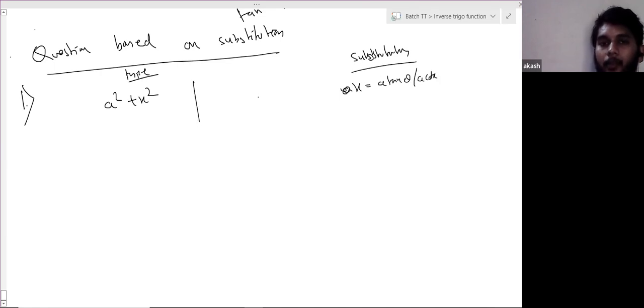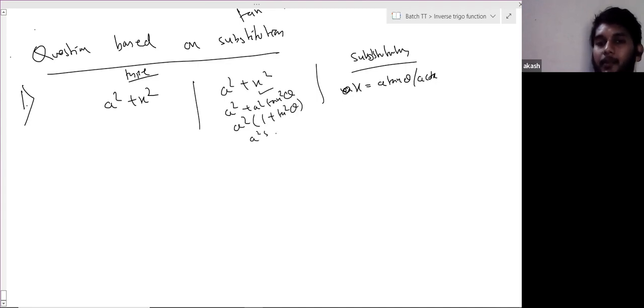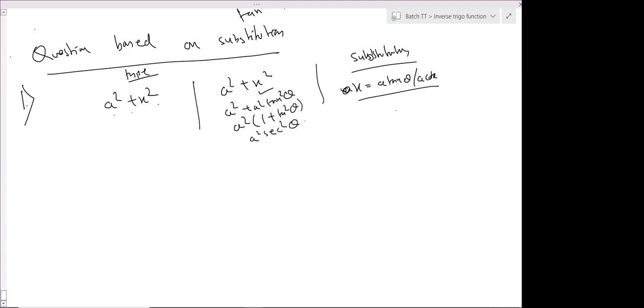Why so? Because for a square plus x square, if you put x equals a tan theta, then you will get a square plus a square tan square theta. Taking a square common, 1 plus tan square theta, and 1 plus tan square theta is sec square theta. Right? That is why we use this type of substitution if you face a square plus x square. All right? Yes, sir.